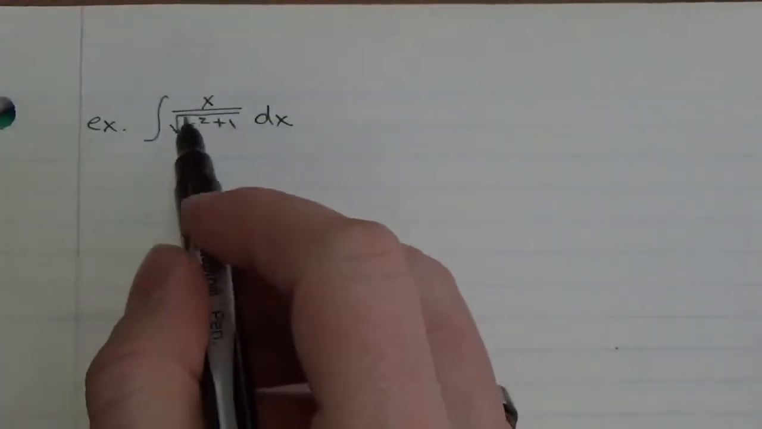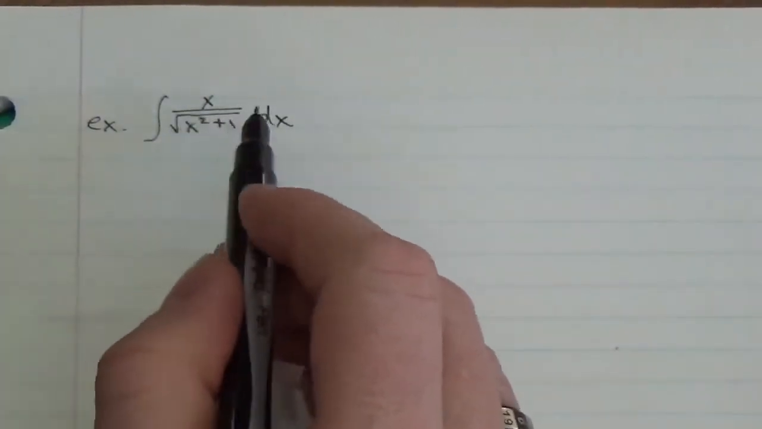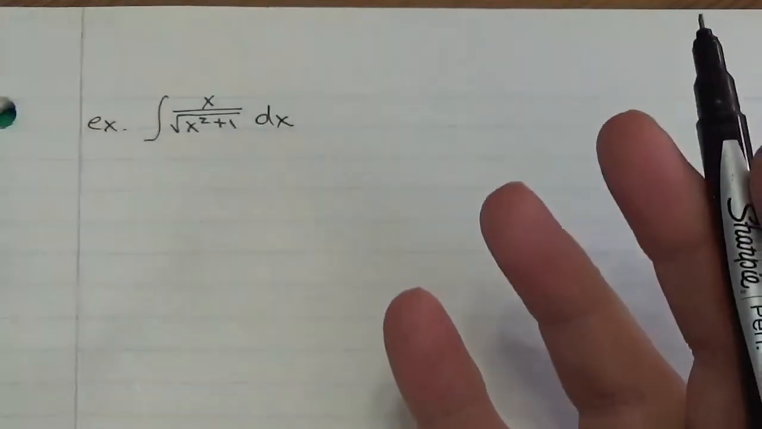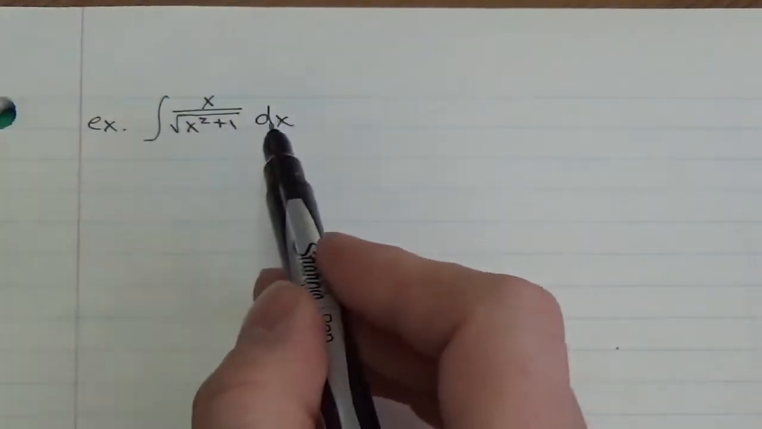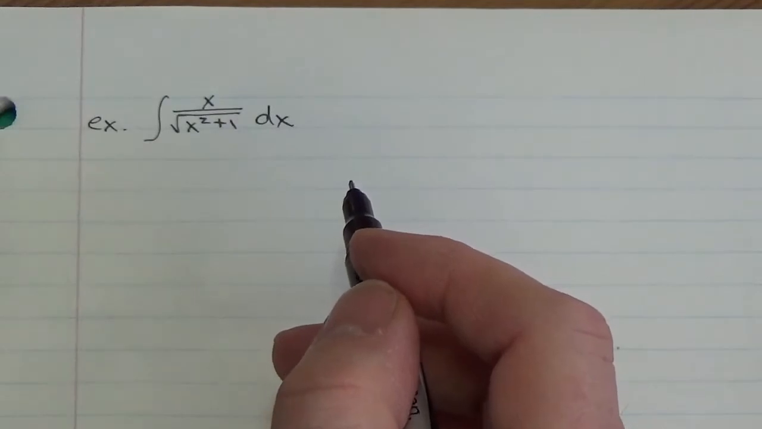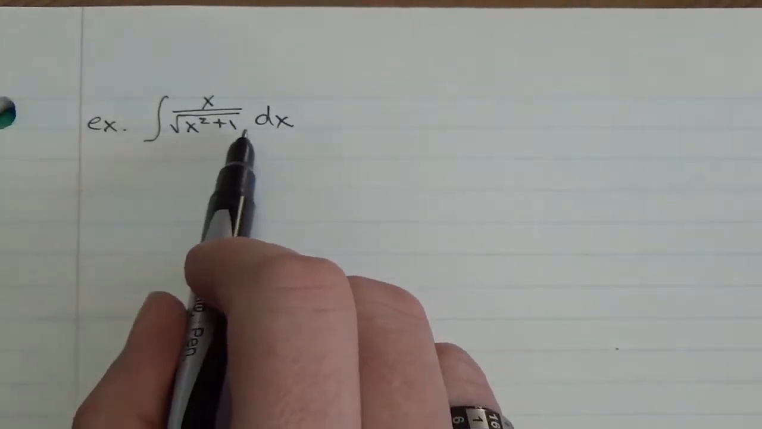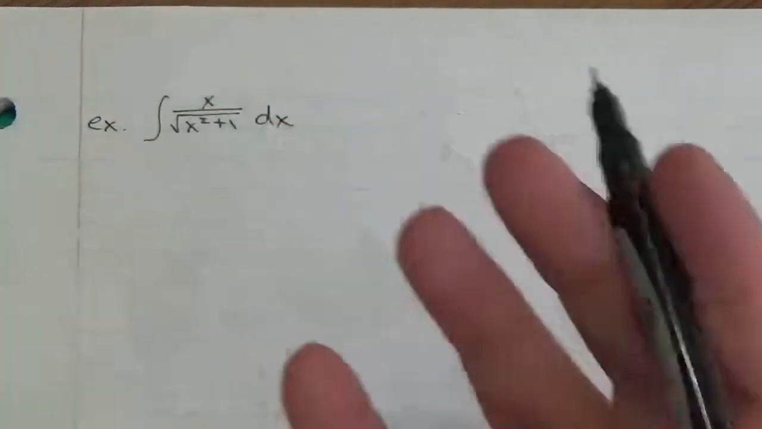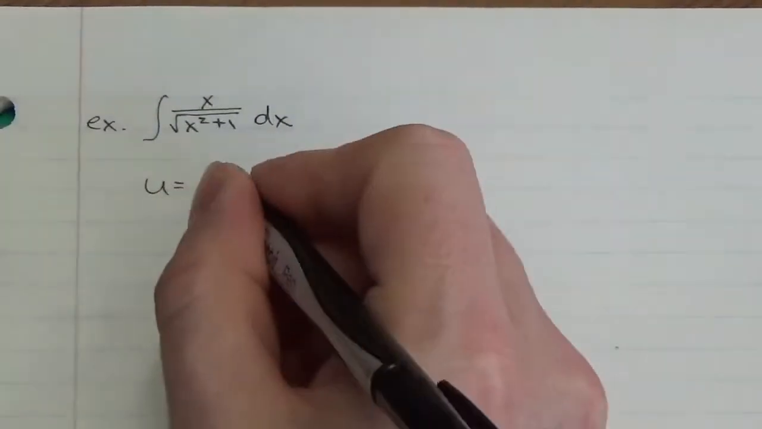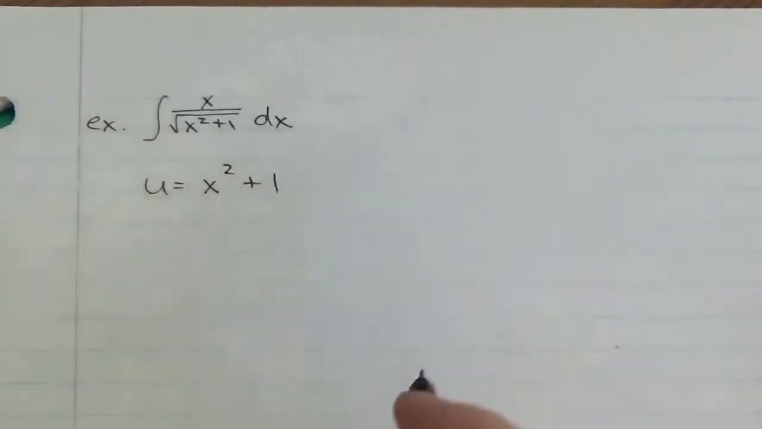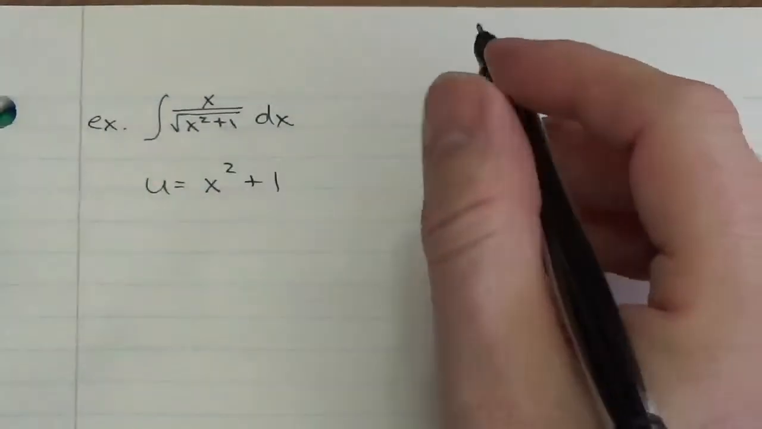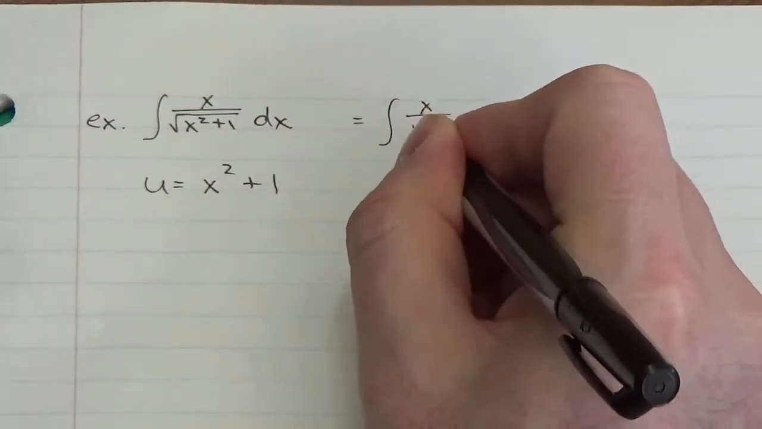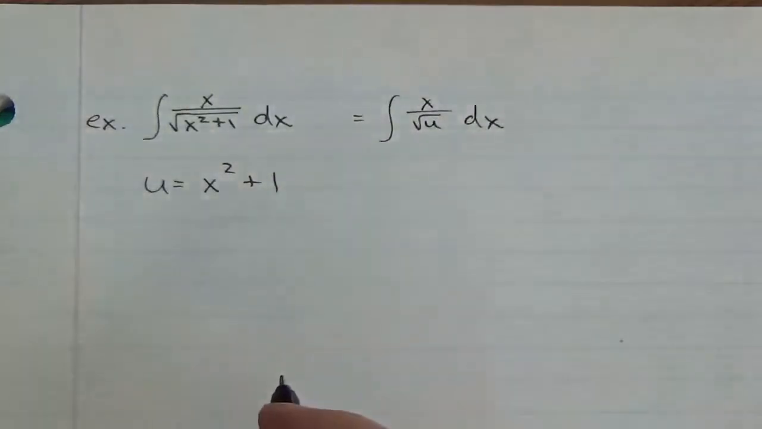Okay, here's my next example. It's the indefinite integral of x divided by the square root of x squared plus 1, dx. So the independent variable here is x. Again, I ask, if you were to take the derivative of this, ignoring the integral here, would you have to use the chain rule? Well, yes, I would, on this square root of x squared plus 1. So I think this suggests that the u here, the interior function, would be x squared plus 1. If I make that substitution, this integral becomes the integral of x over the square root of u dx.